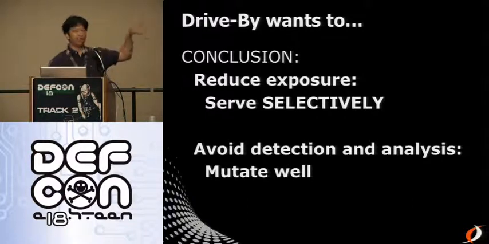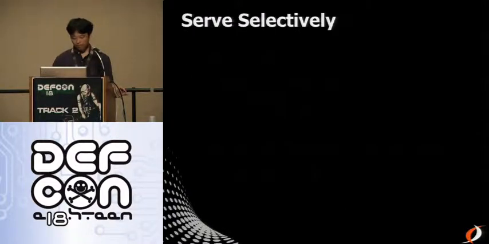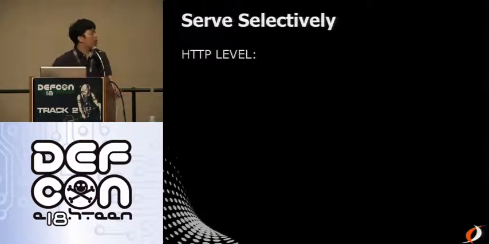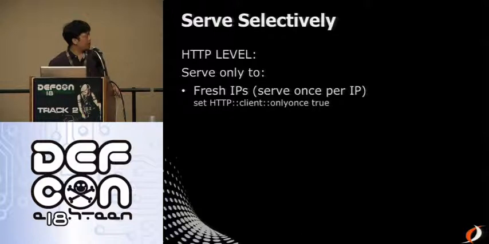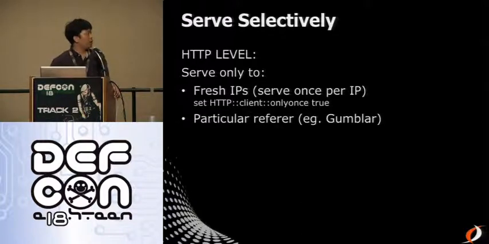So Drivesploit basically is trying to mimic these two goals of drive-by downloads. Serve selectively. So at the HTTP level, this is what we implemented into Drivesploit. Serve only to fresh IPs. Serve only to particular referrers. This happened to the Gumblar mass SQL injection that happened in Japan. And few security vendors were able to detect this on the spot when it exploded, because Gumblar was very selective about the referrer. It only served to referrers from Google.